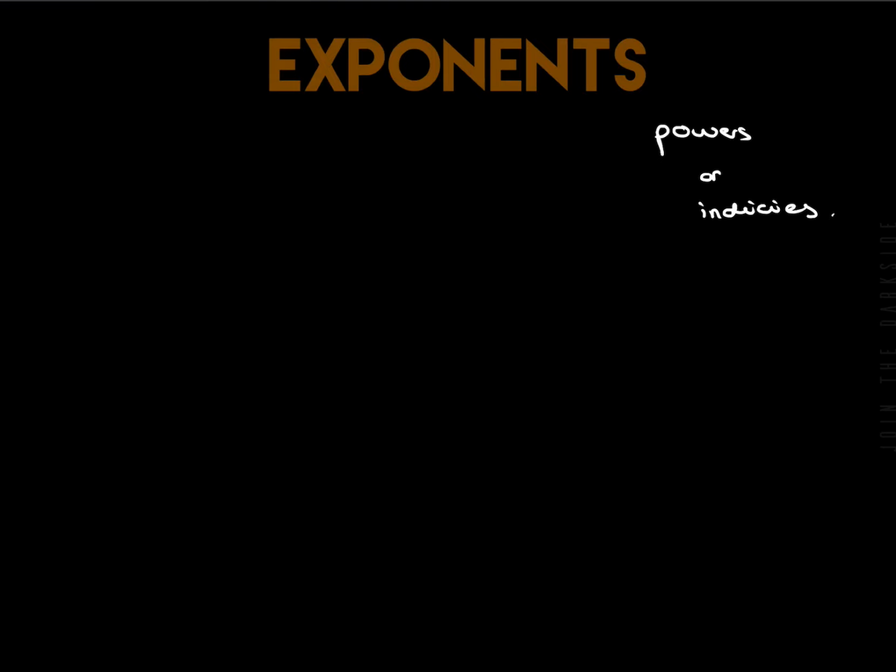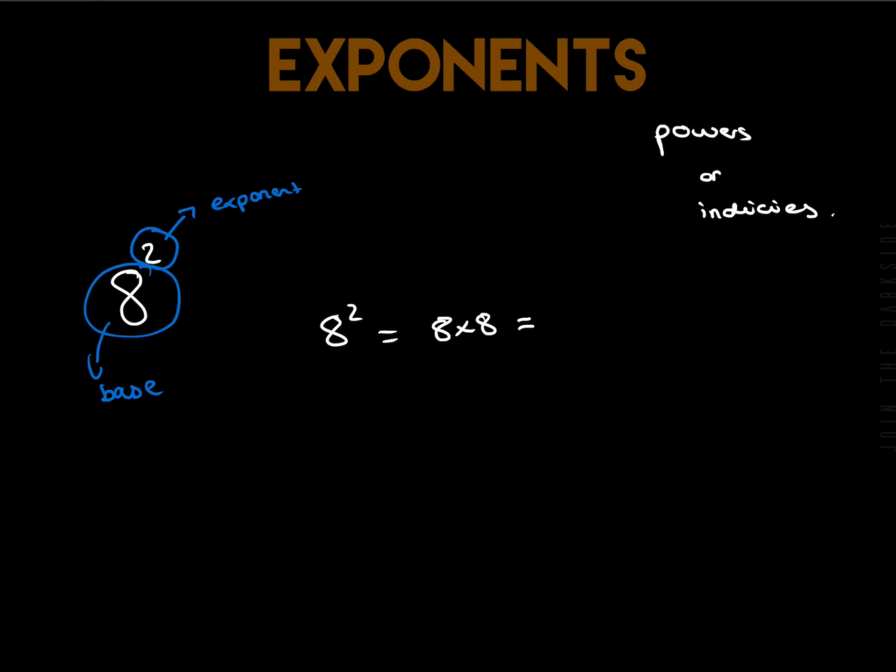So for example, if we take 8 squared, the 2 would be our exponent, and our 8 would be our base. So in this case, 8 squared is equal to 8 times 8, which is equal to 64. For 8 to the power of 3, you've got 8 times 8 times 8, and so on.